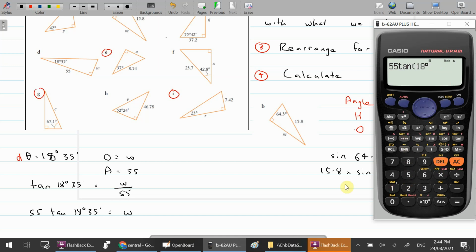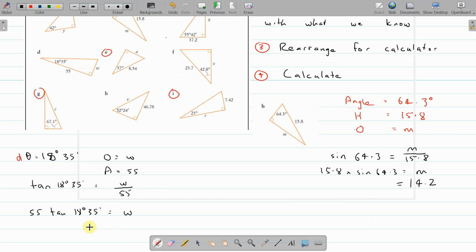18 degrees, 35, and press the degree button again. Close the brackets. Equals. There's our length, 1 decimal place it was, so 18.5. Equals W. So there you go. Now there's one slight variation. I'll see if I can find it. There. H. That will apply to G as well. So I'm going to do H now.